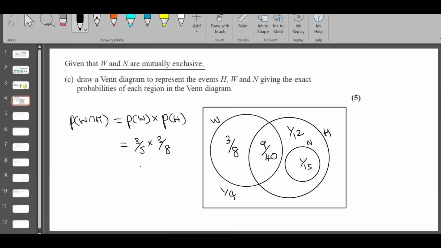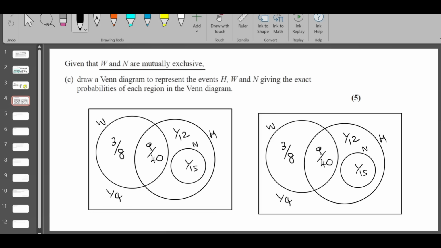That's the Venn diagram. Now you can draw this Venn diagram this way also. Instead of drawing the N completely inside H, you can draw it this way also with some intersection. But this part you put as 0. This is 1/15. Because the whole N is just 1/15, here it will be 0. Both are correct. But this one is more appropriate.